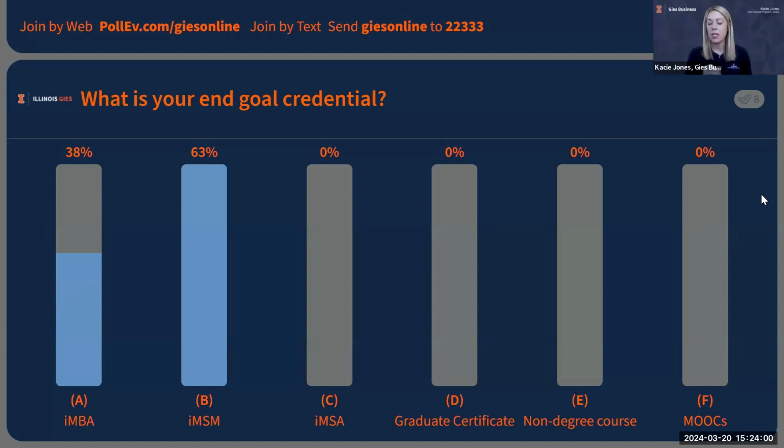We've got options for our IMBA program, the Master of Business Administration. We've got the IMSM, which is a Master of Science and Management. IMSA is our accounting degree program. We've got a full portfolio of graduate certificates spanning 13 different topics. Those are a little bit shorter credentials. We've got non-degree individual courses, and then the MOOCs themselves. Okay, looks like most people are looking at a degree program, so great.